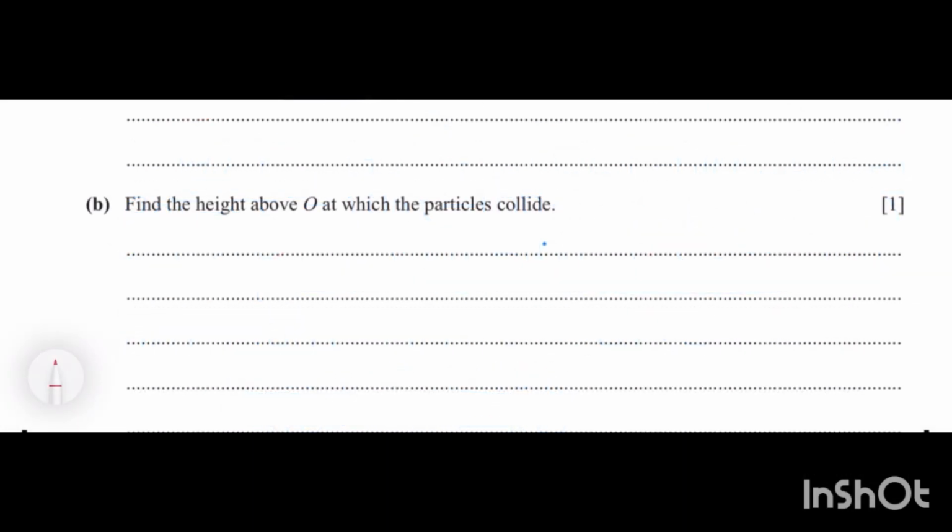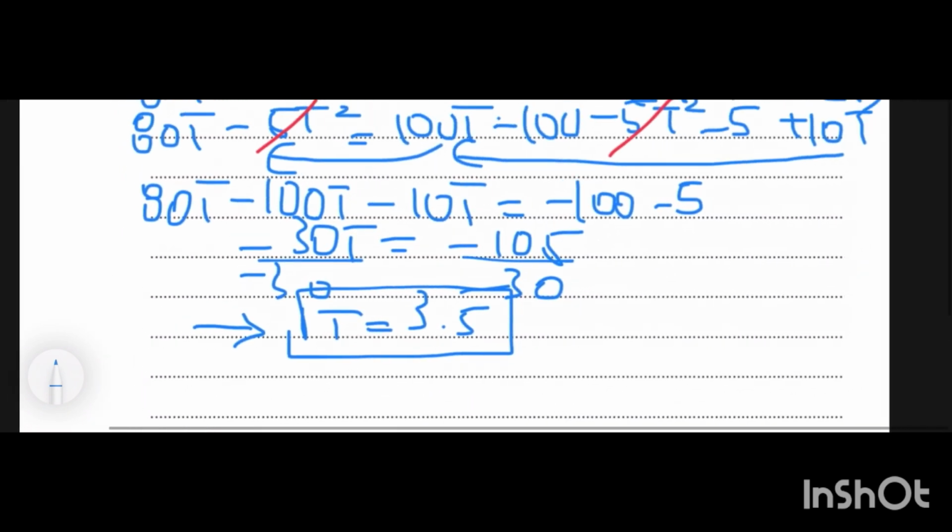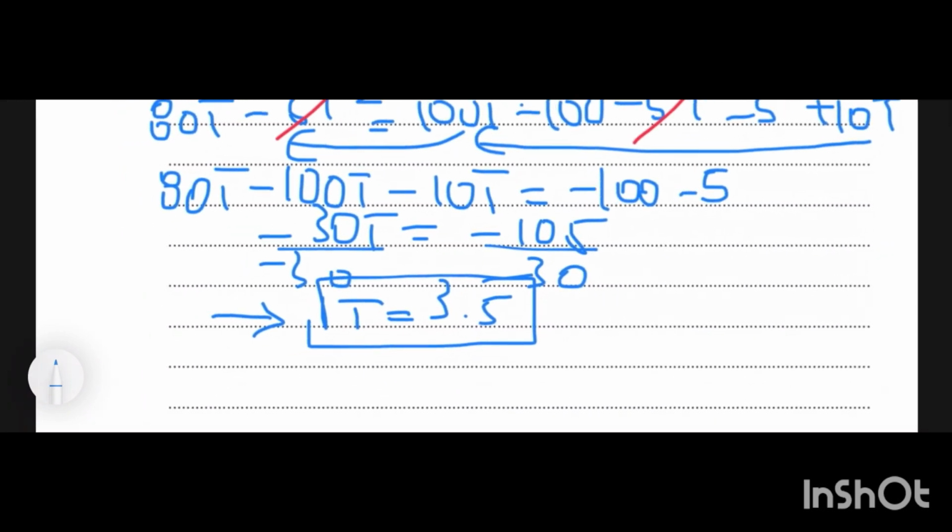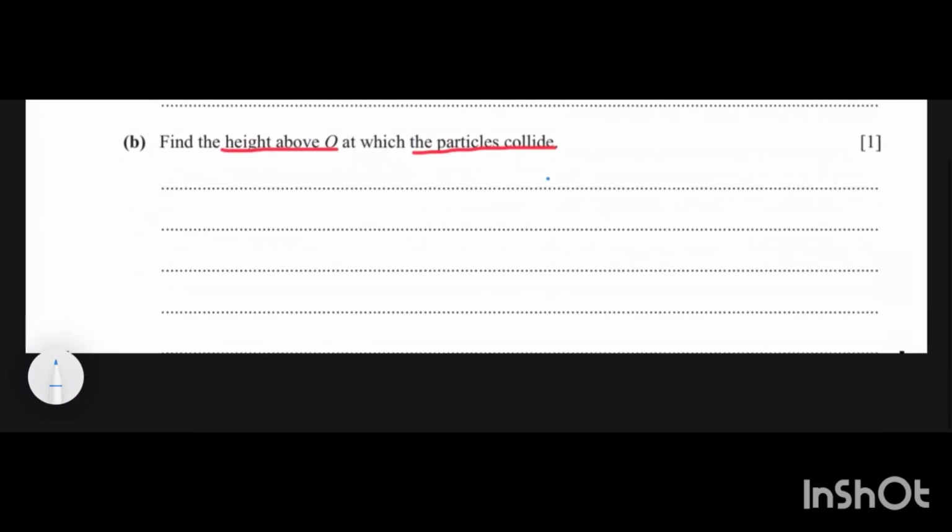For part B, find the height above O at which the particles collide. Both of the particles cover the same distance when they collide, since they both start from the same point O. So we just need to substitute this value of t into any of these two distance formulas, either of A or B. Since A is more simplified, we will use that.